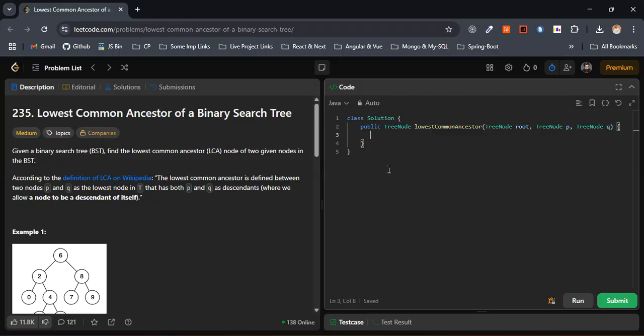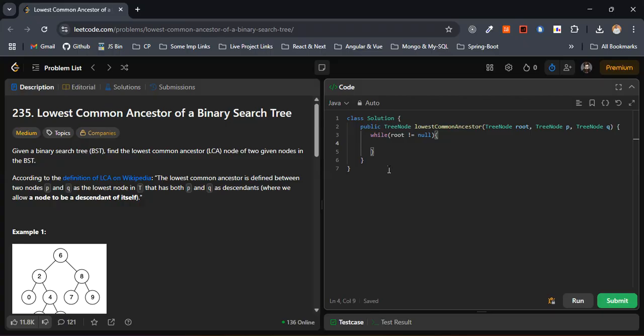So initially we have to traverse the tree until we find the split point or one of the nodes, according to the approach that we discussed. So I'll go with a while loop here. While root is not equal to null, what we need to do is check whether both nodes are in the left subtree. Else, we have to check in the right subtree.